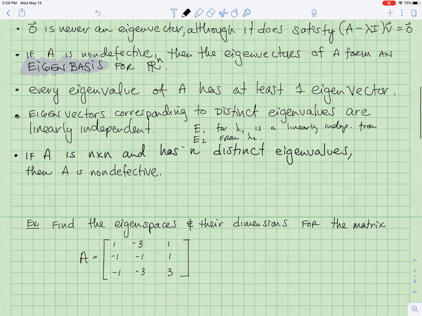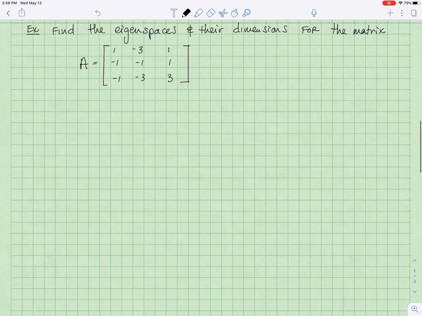All right, let's take a look at our first example here. Example: find the eigenspaces and their dimensions for the matrix A equals 1, negative 3, 1, negative 1, negative 1, 1, and negative 1, negative 3, 3. So this is going to start out like any other problem. We're just going to basically find the eigenvalues and eigenvectors, but we're going to talk a little bit differently about our results when we're done. So let's see here. We're going to always start with our characteristic polynomial.